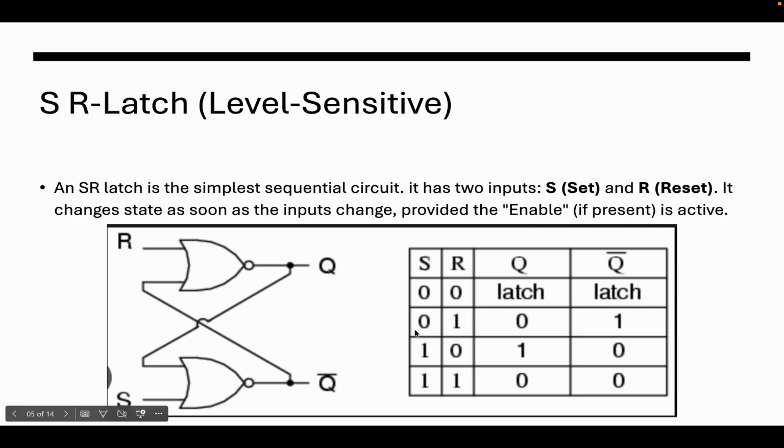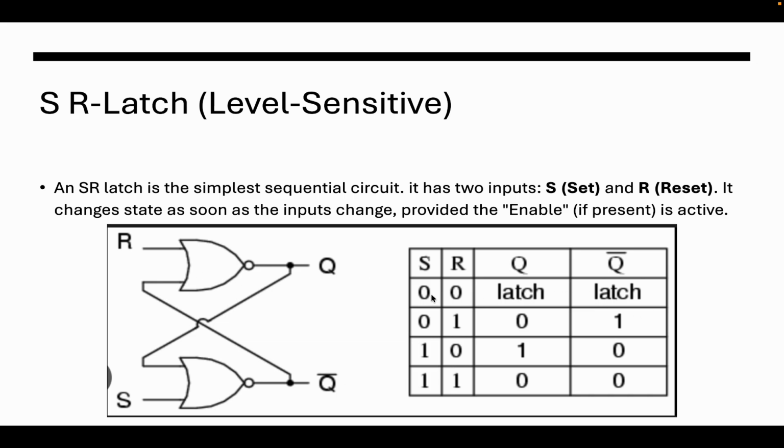For now, for this example, let us not discuss enable and just focus on the mechanism of how the SR latch works. You have two inputs S and R, and the feedback mechanism is given from the output, that is the Q, to the input of the first XOR gate, and the output of the second XOR gate is given as input to the first XOR gate.